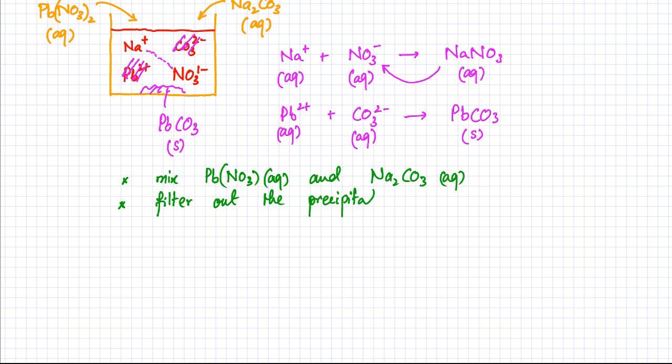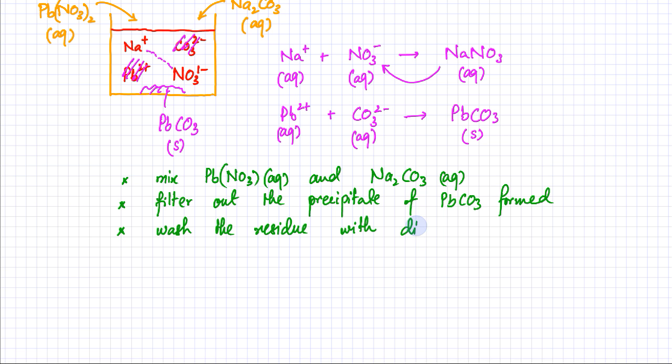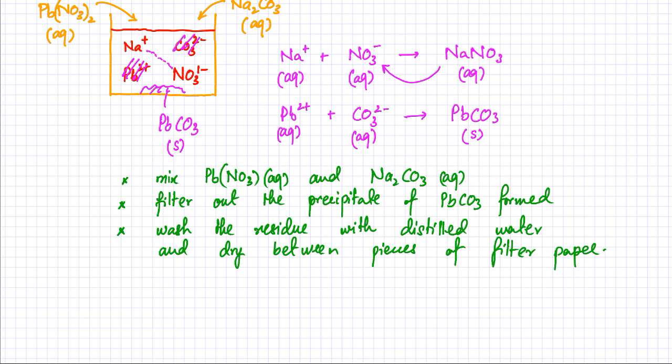Precipitate means the solid that is formed. So you're going to filter out the precipitate of PbCO3 formed, and once that precipitate is filtered out, because it's an insoluble precipitate, you're going to wash the residue with distilled water, and dry between pieces of filter paper. So that's one way of forming lead carbonate solid.